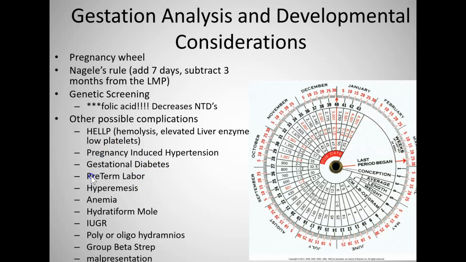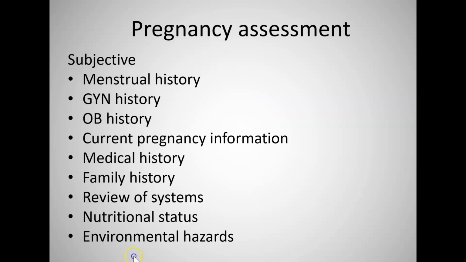Preterm labor, hyperemesis. I used to go treat people who would throw up. Anemia, hydatidiform mole, intrauterine growth retardation, polyhydramnios or oligohydramnios, which means the fluid is either too much or not enough of the amniotic fluid, strep, and malpresentation, which means the baby might be breech or be wanting to come out the wrong way, and in that case they might have to take them out via C-section.